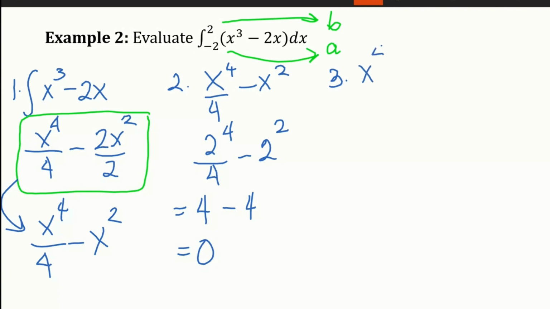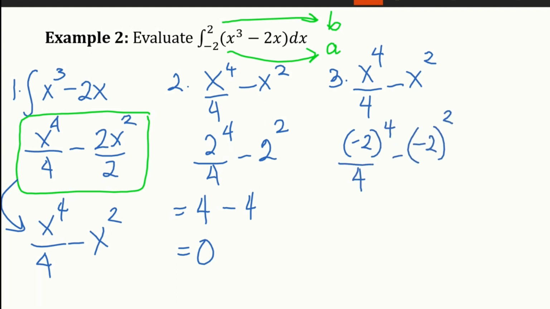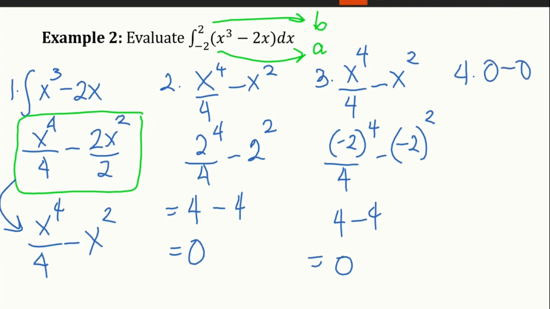And then let's go to the third step, and this one, let's substitute negative 2. So we have x to the 4th power over 4 minus x squared, and then substitute negative 2. So we have negative 2 to the 4th power over 4 minus negative 2 to the 2nd power. Then we will get 16 divided by 4, that is 4, minus 4 is 0. And then our last step is to subtract the value obtained from the second step from the third step. So we have 0 minus 0 is 0. Therefore, the integral of x cubed minus 2x dx from negative 2 to positive 2 is equivalent to 0.